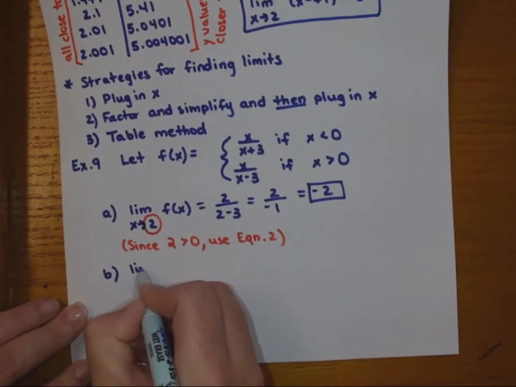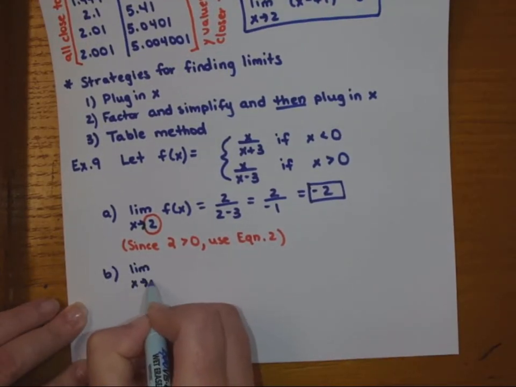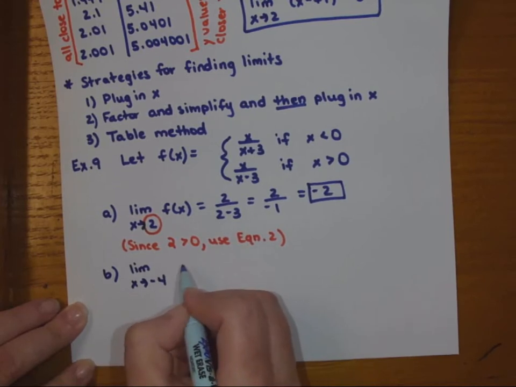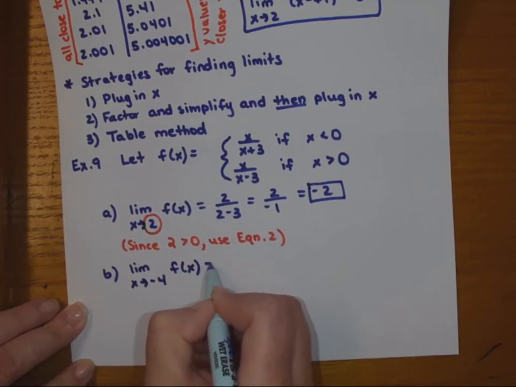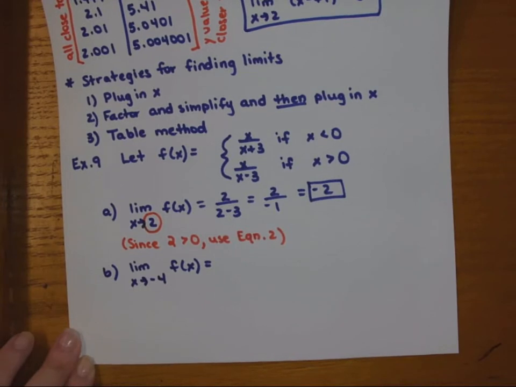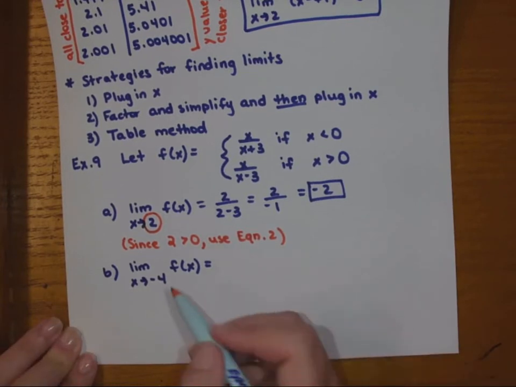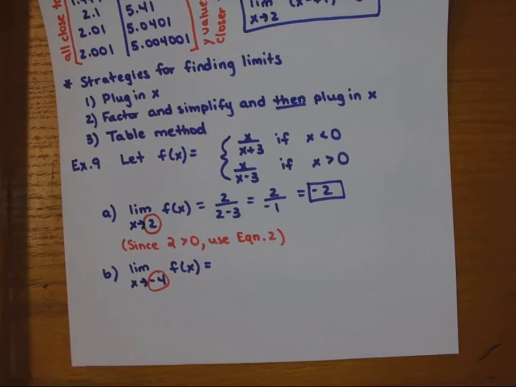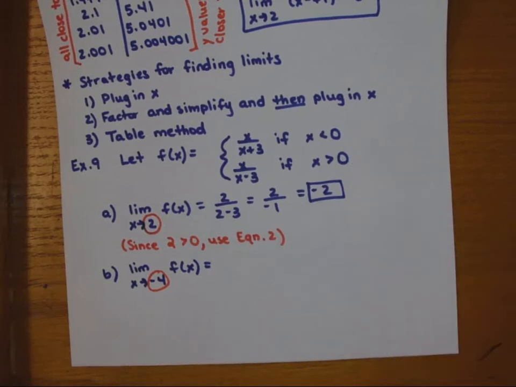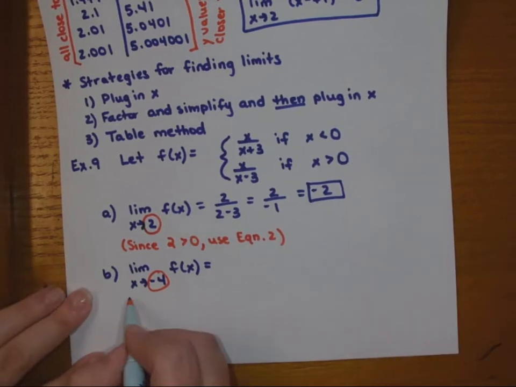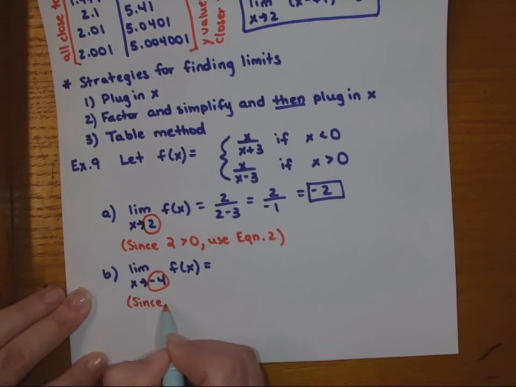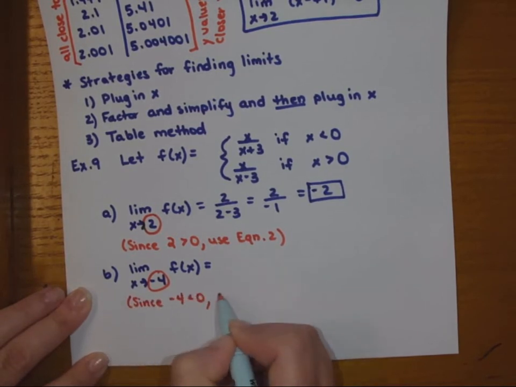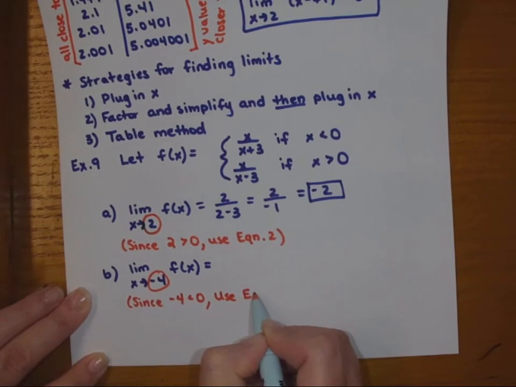What about this? The limit as x approaches negative 4 of f of x. We're going to try the plug-in method, but again, the question really is what my x value is. I'm getting close to x equals negative 4, so is that less than 0 or is that greater than 0? Notice negative 4 is less than 0, right? So we're going to use equation 1.